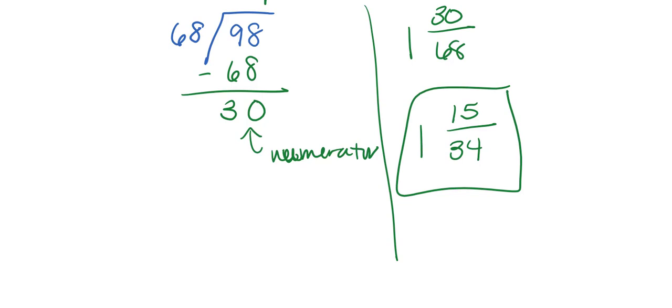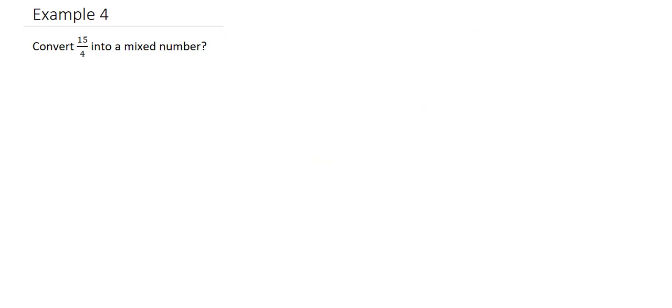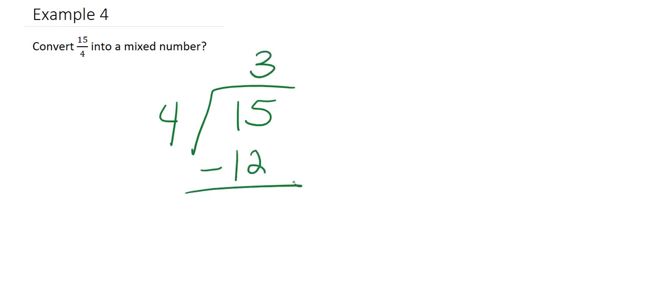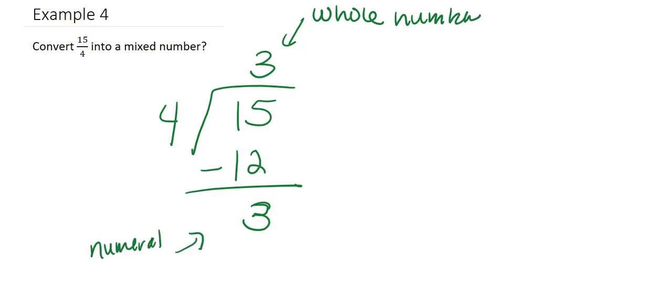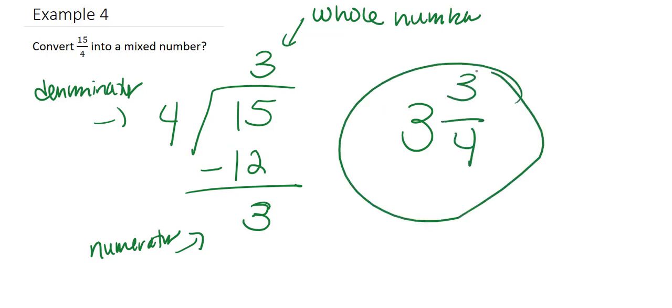So let's go ahead and look at the next example. So example 4, we're going to convert 15 over 4 into a mixed number. So we're going to take 15 and divide it by 4. Well, 4 can go into 15 3 times, because 4 times 3 is 12. We subtract, we get 3. So now this 3 on the top is our whole number, and this is our numerator. And this is our denominator that we're going to keep. So 3 and 3/4, and that would be our solution.